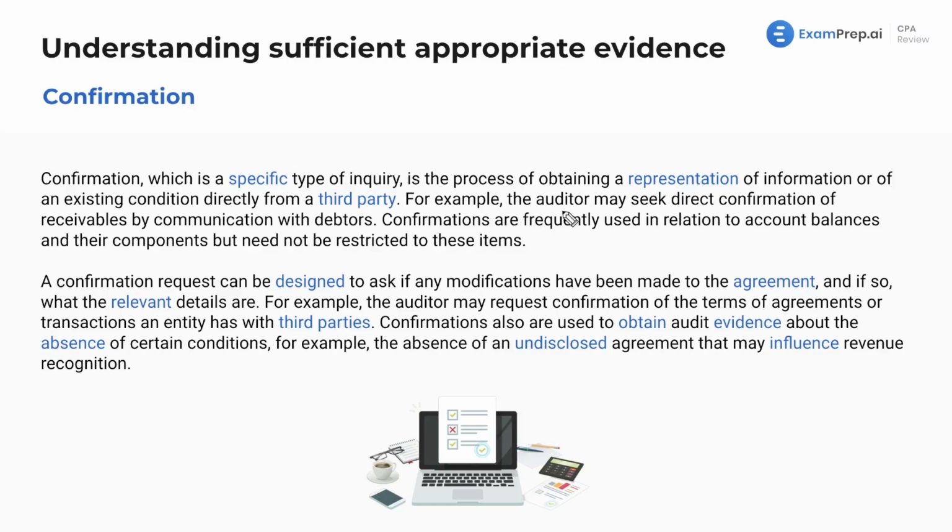So, for example, the auditor may seek direct confirmation of receivables by communication with debtors. The confirmations are frequently used in relation to account balances and their components, but need not be restricted to these items. As I said, if you see a use for it, go ahead and use it. The confirmation request can be designed to ask if any modifications have been made to the agreement, and if so, what the relevant details are.